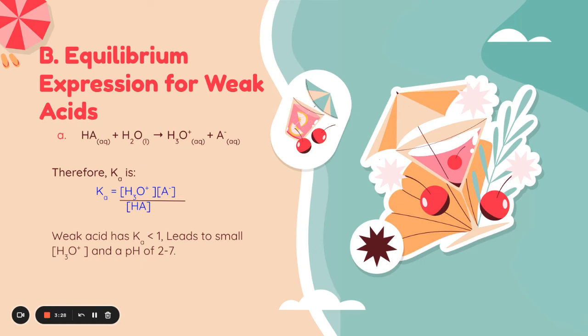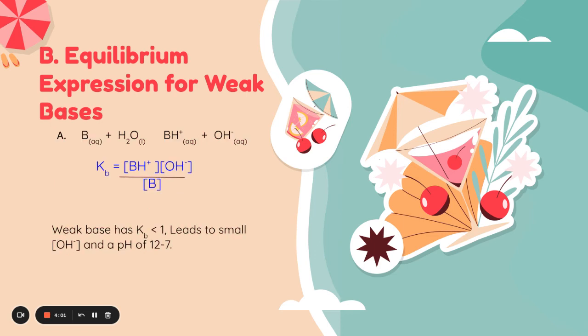So here we see it again in a general format, where you have HA, an acid, dissociating into the hydronium ion plus any other negative ion. And you see the general formula here in blue. Again, it tends to lead to a very small equilibrium constant because it has a small concentration of the hydronium ion because it's weak. It's not dissociating completely. That tends to give us a pH of 2 to 7, a weaker acid.